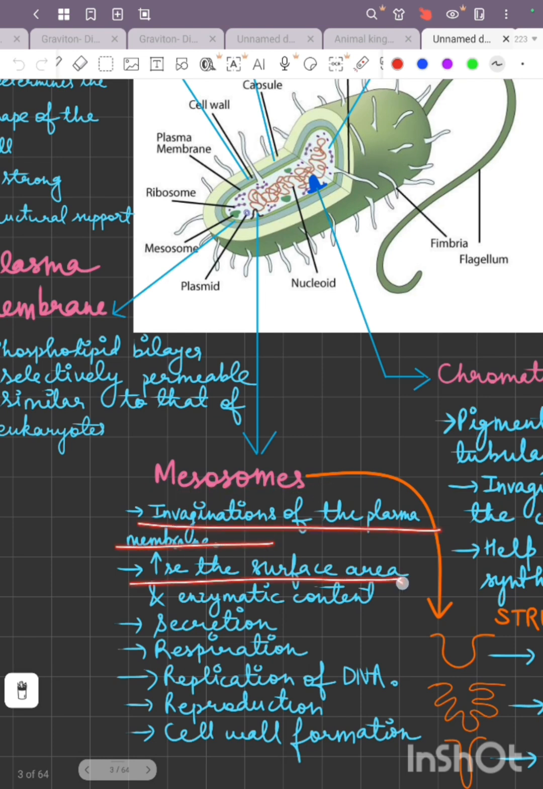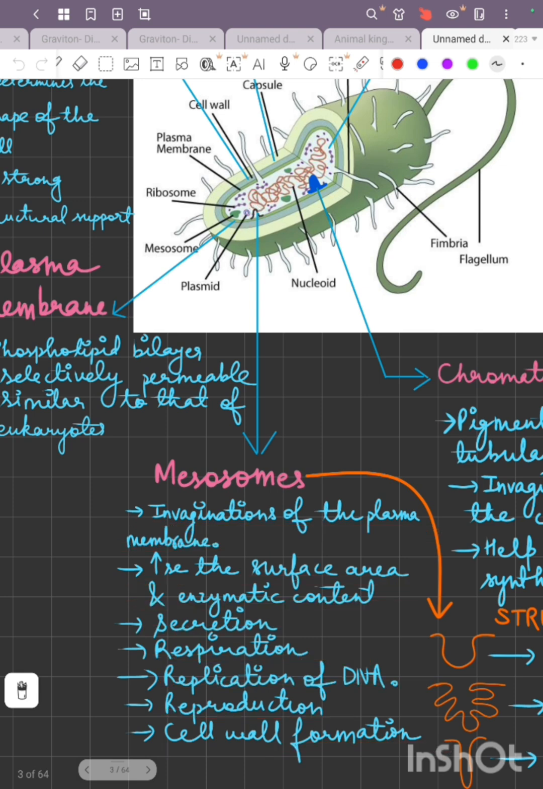What is the function? Mesosomes increase the surface area and the enzymatic content. They help in secretion. They also help in respiration. They help in replication of the DNA, and thereby helping in reproduction, and they also help in cell wall formation. I hope that made sense.